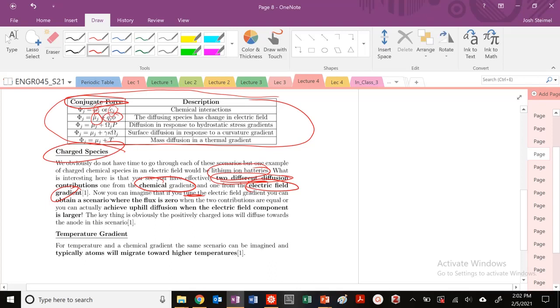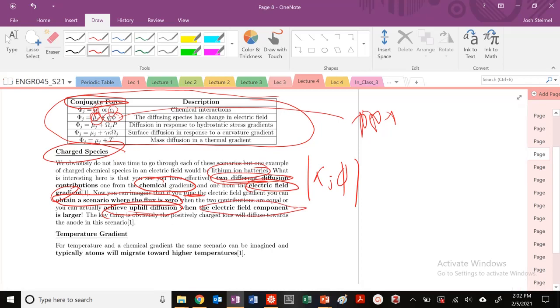And you could tune it so that eventually the flux, the magnitude of this Qj here, we could change the magnitude of this potential and basically have it where the flux is zero. Or you can also, again, achieve uphill diffusion. If this contribution is really, really large, it doesn't matter if we get this chemical potential built up, because this is dominating the behavior. So you can get this phenomenon called uphill diffusion. When the electrical component is larger, we actually push all those positive ions and create the scenario that's occurring here.